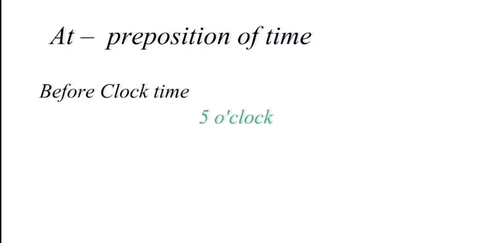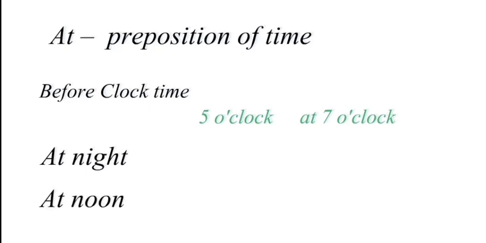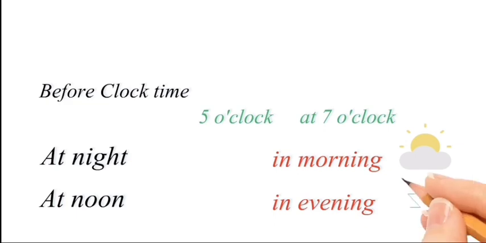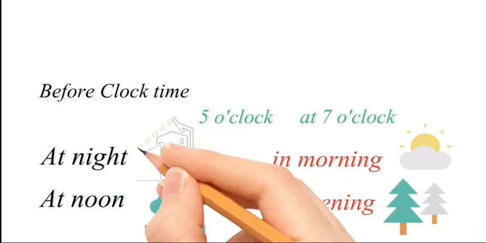Then it is used before clock times like at 5 o'clock. I'm gonna meet you at 5 o'clock, at 7 o'clock. Then it is used before at night and at noon. Now don't get confused here with "in". In is used before morning and evening, and at is used before night and noon. Like in the morning, in the evening, and at noon and at night.